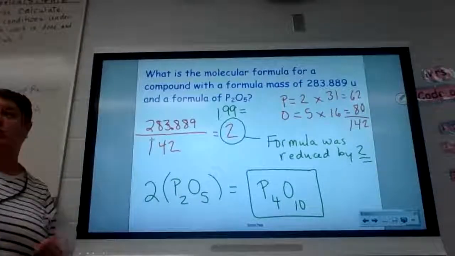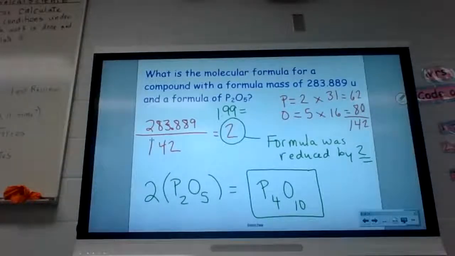Now, I'm going to caution you here, and people are going to laugh at me. Wait a minute, what's wrong? I was thinking about the other thing we did. There will not be a half thing here. So once you get that 2, you just multiply it through the empirical formula, yes.